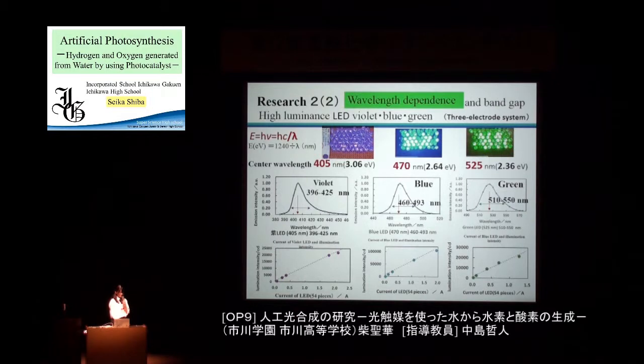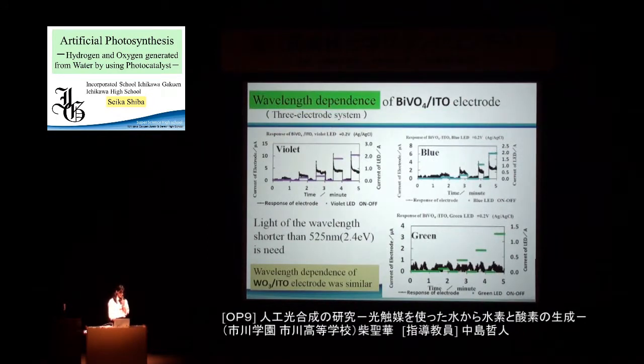To investigate wavelength dependence, I used high luminance LEDs. The center wavelength of the violet LEDs is 405 nanometers, blue LEDs are 470 nanometers, and green LEDs are 525 nanometers. I turned the light on and off every 30 seconds, while at the same time raising the electric potential by 1 minute.